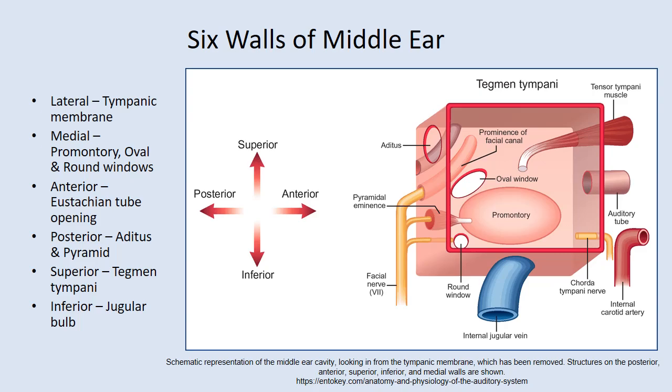The superior wall or roof is a thin plate of bone called the tegmen tympani, separating the ear from the dura of the middle cranial fossa. The inferior wall or floor is another thin plate of bone separating the ear from the jugular bulb. You can see the schematic diagram of the 6 walls of the middle ear cavity in the diagram shown.